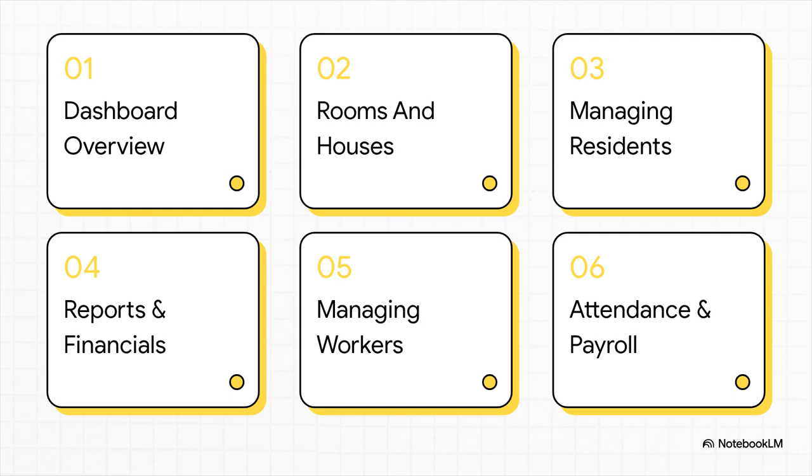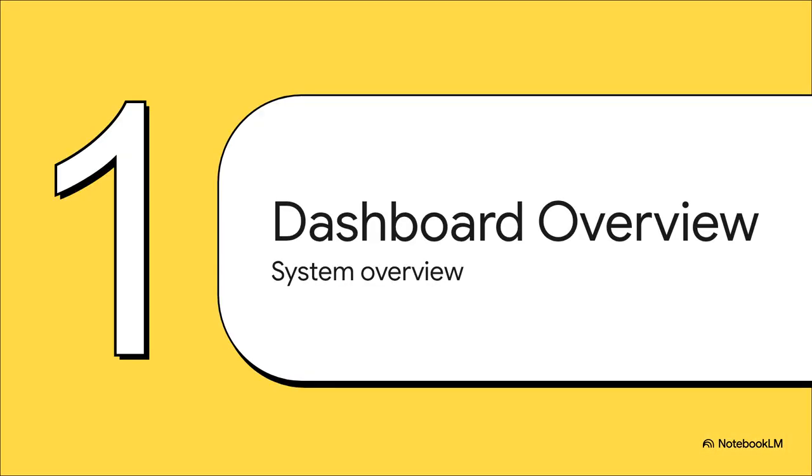Okay, let's take a quick look at our roadmap for today. First, welcome to the dashboard. Second, setting up rooms and houses. Third, adding and managing residents. Fourth, resident reports and financials. Fifth, onboarding and managing workers. And finally, number 6, handling attendance and payroll. All right, let's jump right into Section 1.